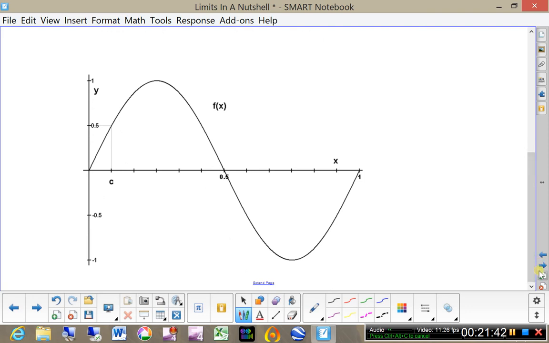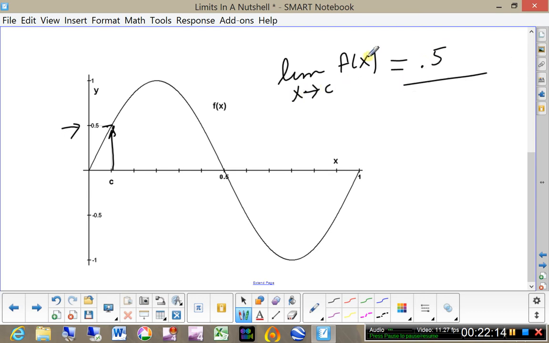Now the next one looks like a sine wave, and we're asked to find the limit as x approaches c of f of x, and here we just simply go in at x equals c, see where it intersects the graph, and read it off the y-axis, and in this case we see it looks like the limit is 0.5. If we do this on a test, I won't be trying to draw the graph crazy to try to confuse you. You should be able just to learn how to interpret this.